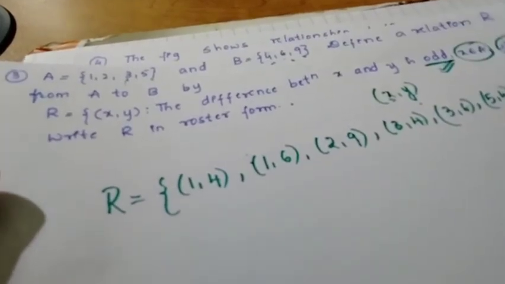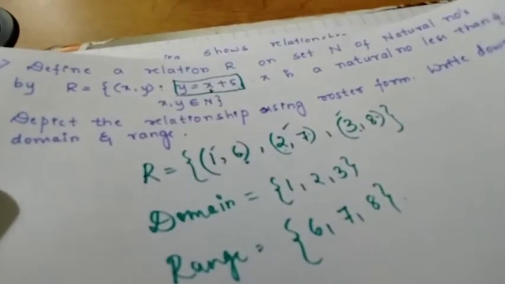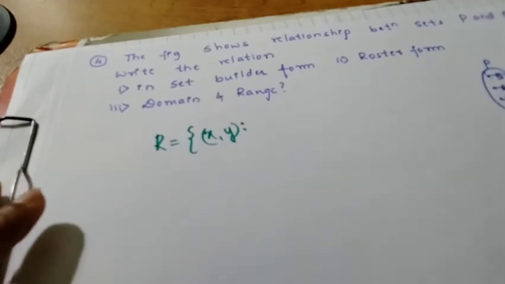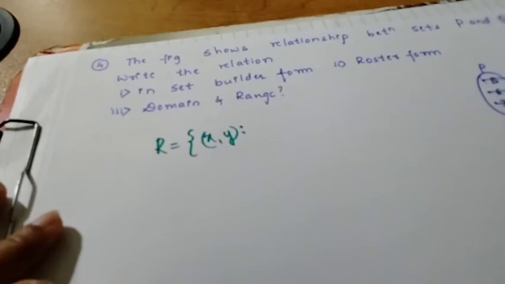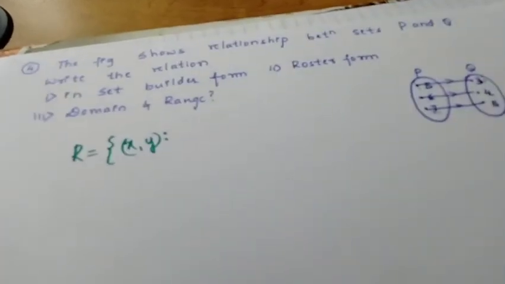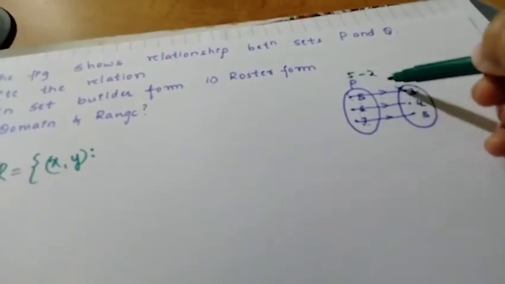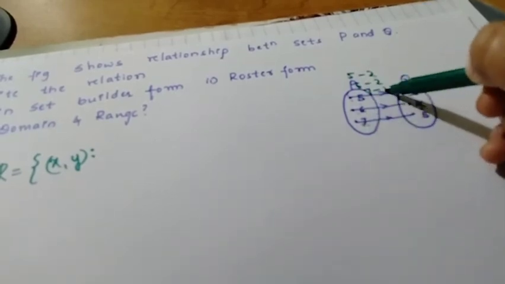Okay, here also it is given (x, y) such that y is equal to x plus 5, where x is a natural number. This is all what relations in set builder form only. Okay, so here (x, y) such that, you can see here the difference: 5 minus 2 is 3, 6 minus 2 is 4, 7 minus 2 is 5. If you see the diagram here, 5 minus 2 it is 3, 6 minus 2 it is 4, 7 minus 2 it is 5.